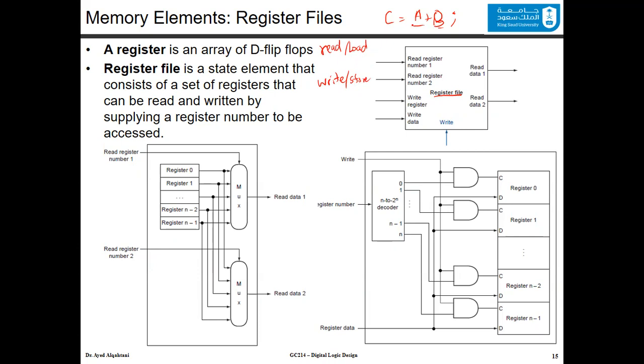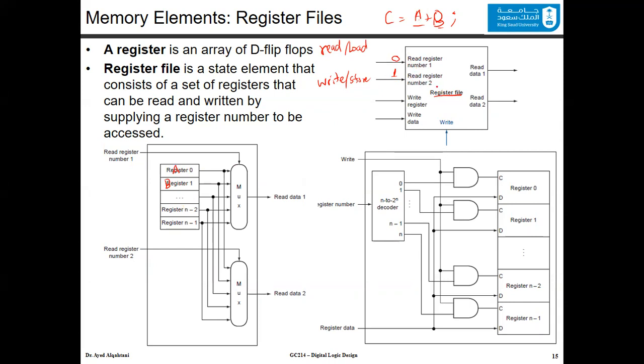So right now we need to read 2 different variables. To read A and B from the register file, we need to tell the register file where they are. So we give them the read register number 1. Let's say that A was here in register 0 and B was here in register 1. So we have to give them here the number 0 and here the number 1, meaning that we want register 0 and register 1 values.